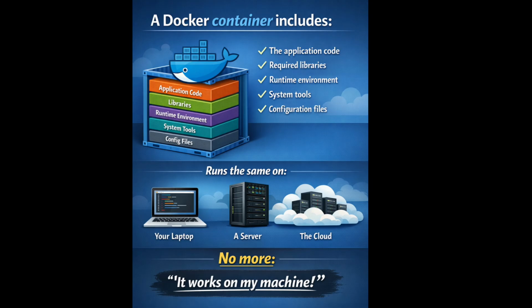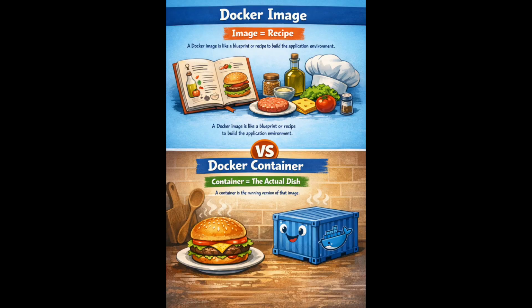There are two important concepts in Docker. First is the Docker image. A Docker image is like a blueprint or recipe that contains instructions to build the application environment. And second is the Docker container. A container is the running version, or running instance, of that image. Think of it like this: the image is the recipe and the container is the actual dish, the running instance of that image.